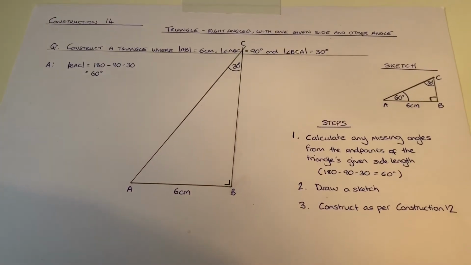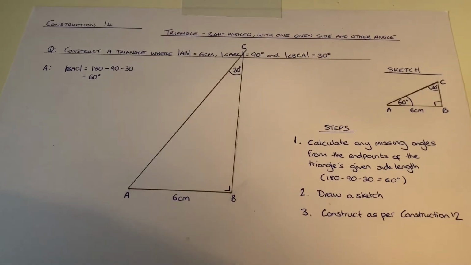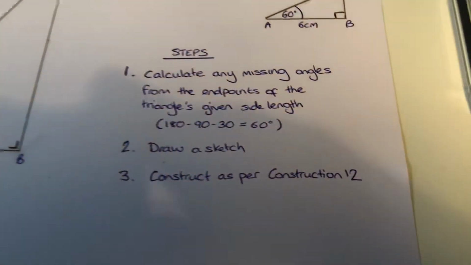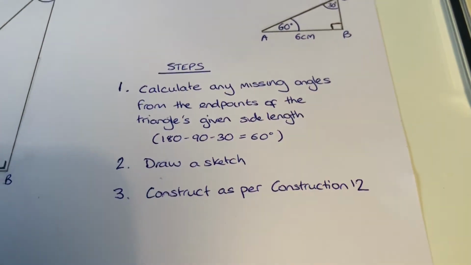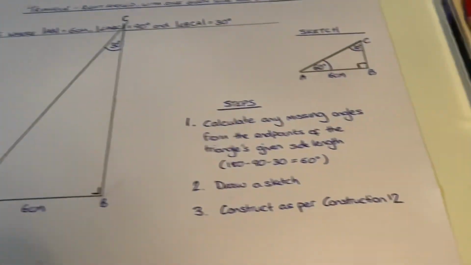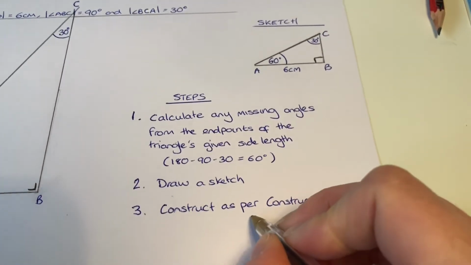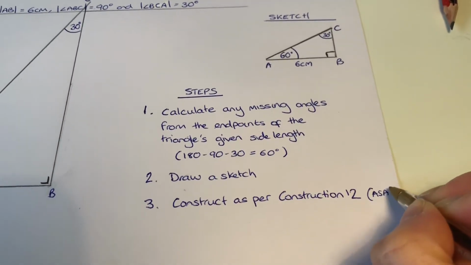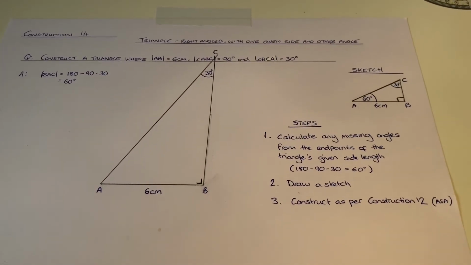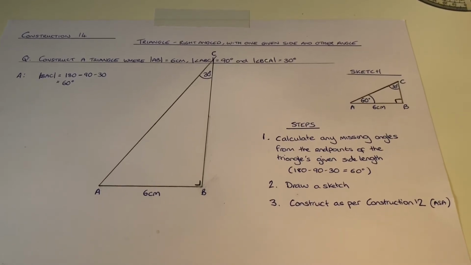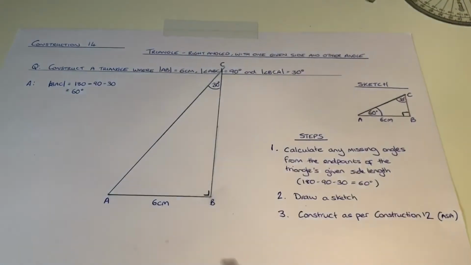So I'm going to ask you please to construct this exact example in your notes copy, including the steps which I have just written down there. So we know that once we have that missing angle calculated, the rest of the construction is the same as construction 12, which of course is a triangle ASA. So if you can please pause the video, you can either look back over it and keep pausing with every step and stage and make sure that you have this in your notes copy.